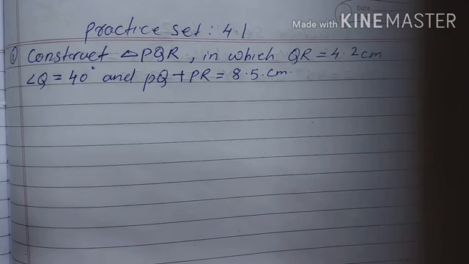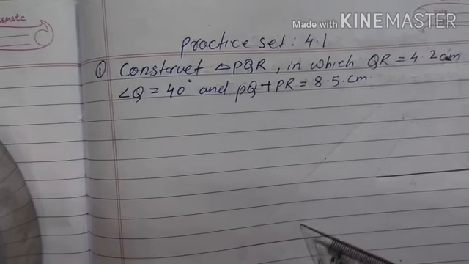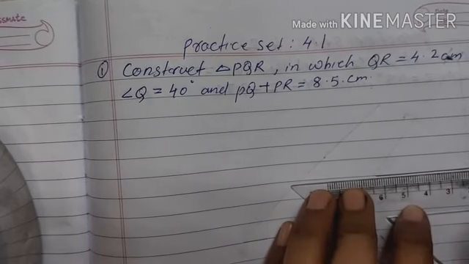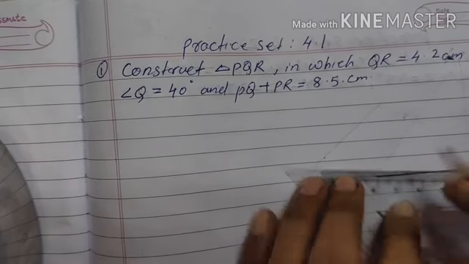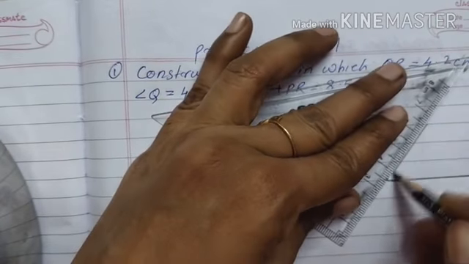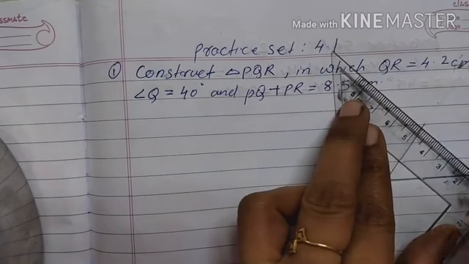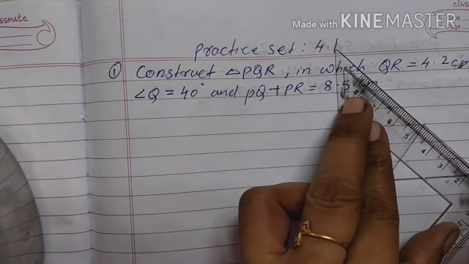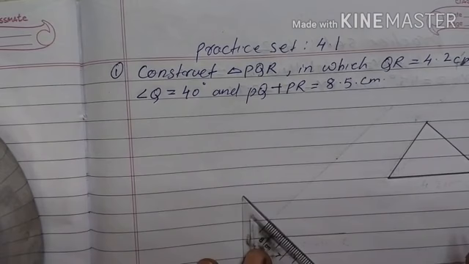Construct triangle PQR in which QR is 4.2 centimeter, angle Q is 40 degree and sum of two sides, that means PQ plus PR, is 8.5 centimeter. As I told you, first of all, draw the rough figure. Draw triangle PQR. So see here the rough figure of triangle PQR.